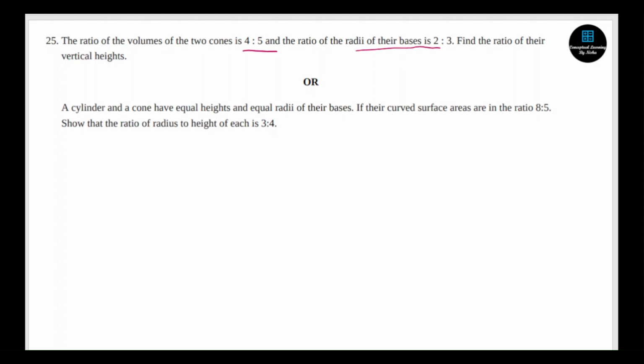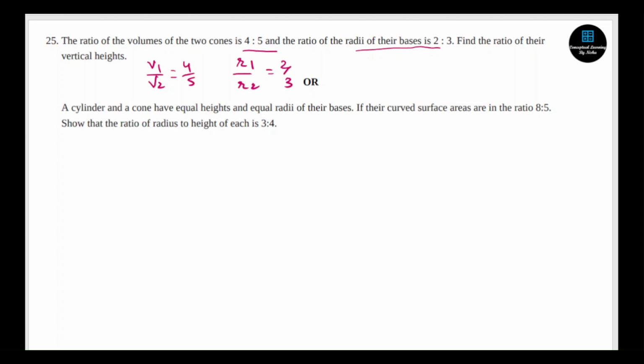Very easy. The ratio of volumes of two cones is 4:5 and the ratio of their radii is 2:3. So you have to find the ratio of their vertical heights. So what do we have to do? First of all, cones are there. See, first of all, what is given to us we have to write. So V1 over V2 equals 4 to 5, and R1 to R2 equals 2 upon 3. This is given to us, right?